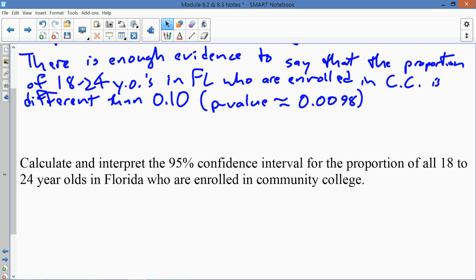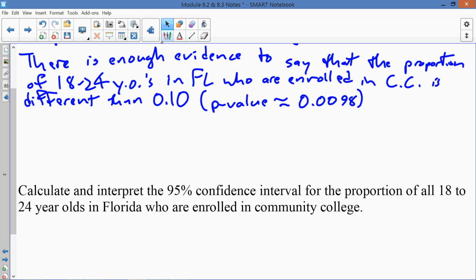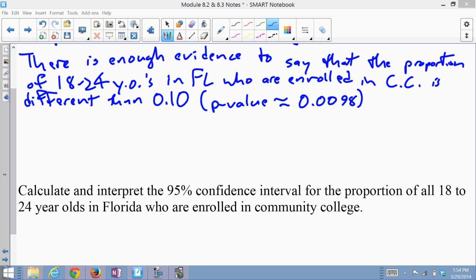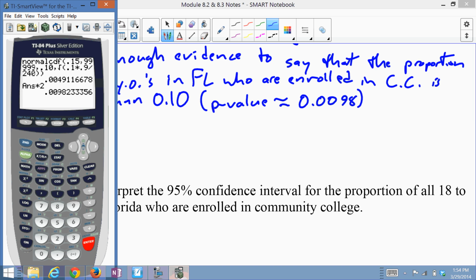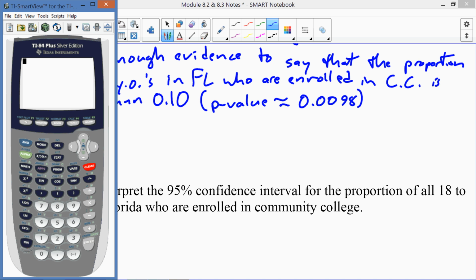And what you do, give myself a little space here, is you take your calculator and you hit this. Let me clear out the screen. You hit the stat key and go back over to test, just like we did for confidence intervals. And you're going to do a 1 prop z test, number 5, because it's for a proportion.